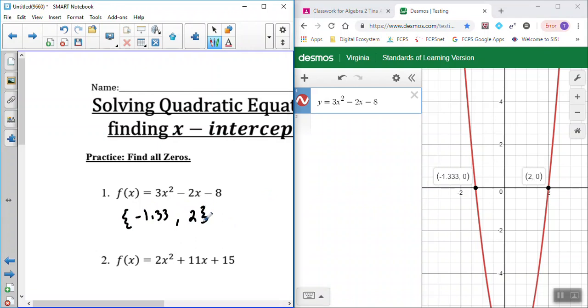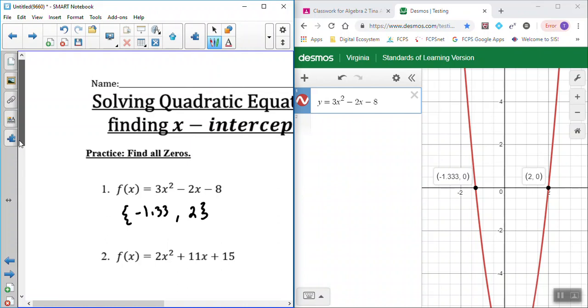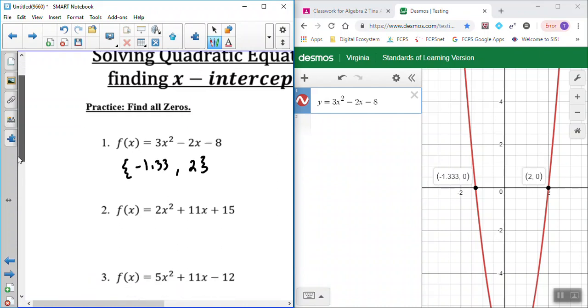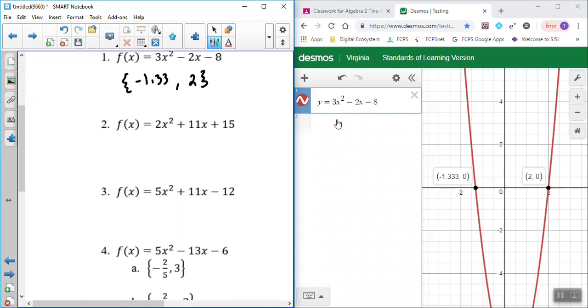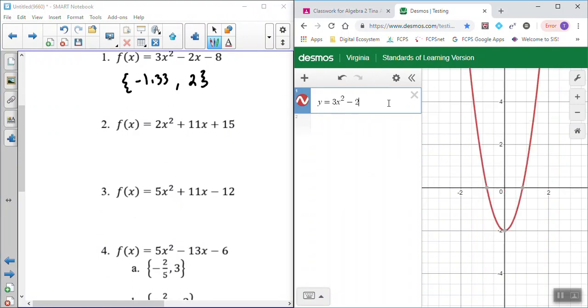Notice what your y coordinate is. When your x coordinate is this, and then when your y coordinate is zero, we call that the zeros of a function. Also, we call that x-intercepts. Okay? And also the main one is those are your solutions. And that's pretty much it for that. Let me just try one more example.